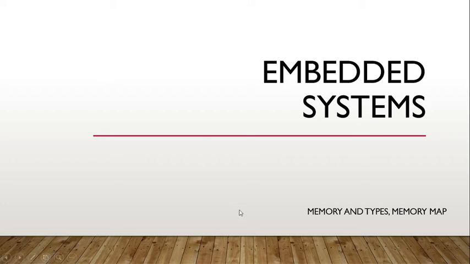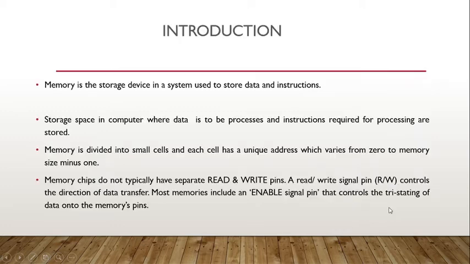In this section, I will be starting with the third module of embedded systems. The first part of the third module deals with memory and its types, and then later proceeding to the memory map. So in this section, I will explain the concept of memory and its basic types.